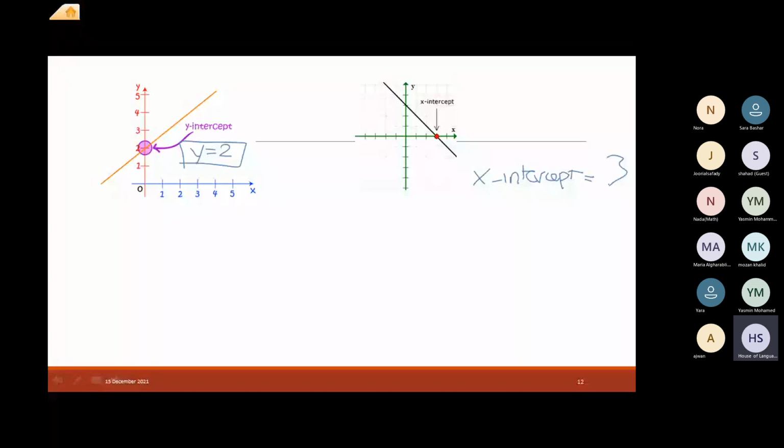So the x-intercept. Now, where does the line cut the x-axis? At which point? 3. Bravo. So here you have 1, 2, and 3. So it cuts the x-axis at 3. Bravo. Now, where is the y-intercept? No, not 2. Another one. 3. Where is the y-intercept? 3. Bravo.